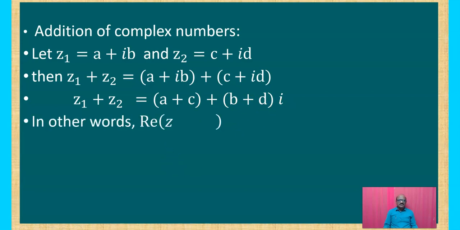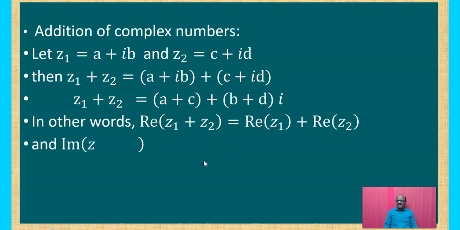In other words, the real part of z1 + z2 is equal to the real part of z1 plus the real part of z2, and the imaginary part of z1 + z2 is equal to the imaginary part of z1 plus the imaginary part of z2.